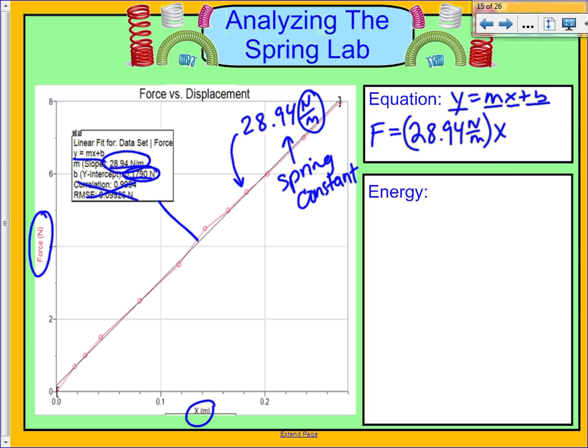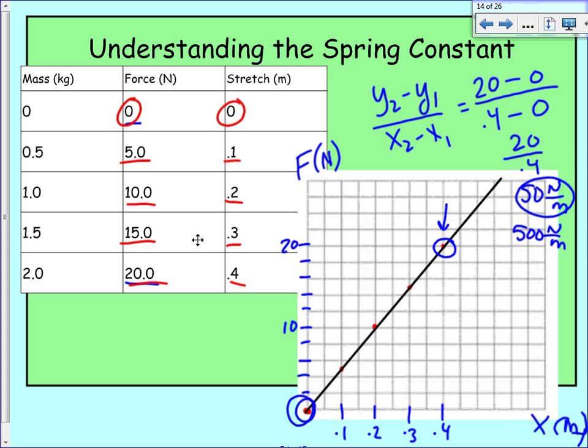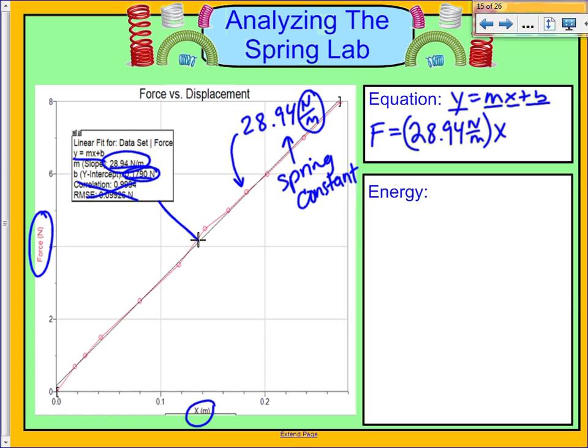But think about it. Our y-intercept should be 0, because if there's no stretch, there must be no force. So the fact that I have a y-intercept of 0.179 probably tells me I have some error in my lab. If I go back to this simple lab, you can see that my y-intercept is 0. So from that, we get the equation F equals 28.94 newtons per meter times x. This is a version of Hooke's law. Hooke's law states that the force applied by a spring is equal to k, the spring constant, times x, the displacement of the spring.